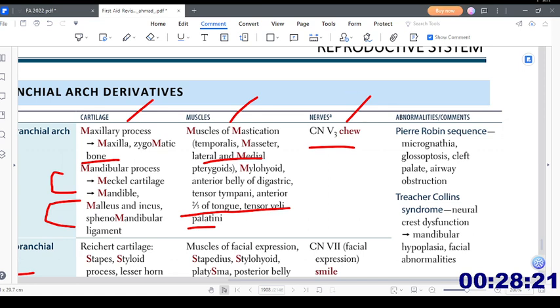The cranial nerve that is coming is definitely, we are talking about the mandible all the time. The muscles of mastication, so we need a nerve supply for the muscles of mastication, and the nerve supply of the muscles of mastication is CN V3.